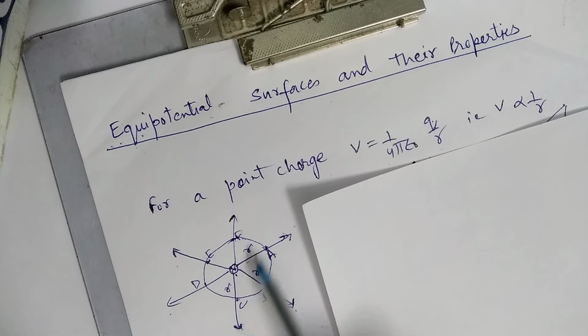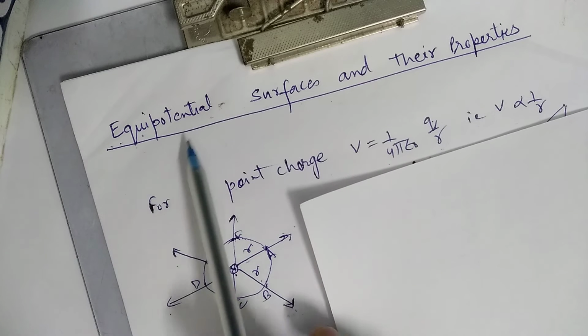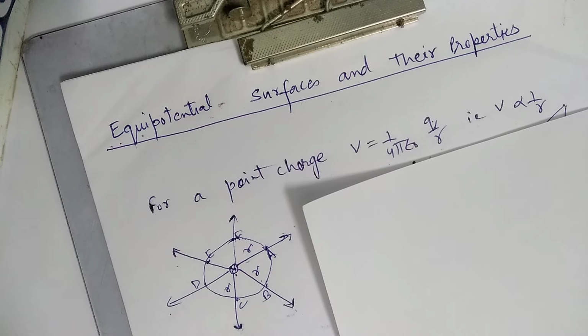So for a point charge, the spherical surface will be known as the equipotential surface, whether it is a negative charge or positive charge. The equipotential surface will be spherical. The difference between the positive and negative charge, as already told, is that for positive charge these electric field lines are outward, and for negative charge these electric field lines will be inward.